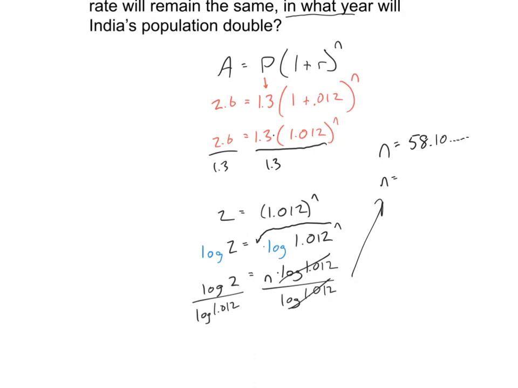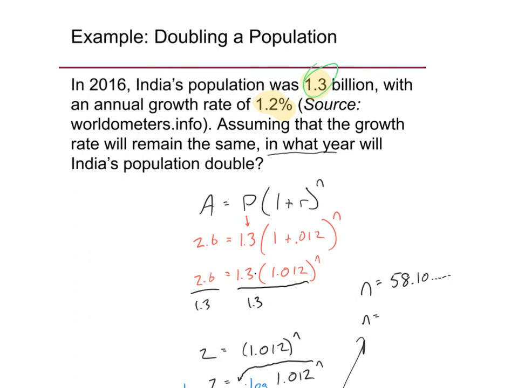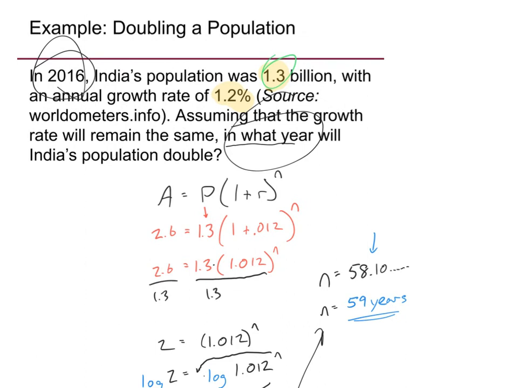Well, let's take a look at it real quick. If I go back up to the top, we're starting out in the year 2016, and they want to know, in what year will India's population double? It's going to double after 58.1 years. So after the 58th year, it will not yet have doubled. So even though this number technically rounds down, I'm going to bump it up to 59 years. The population will double in the 59th year, and I'm going to write that down just so you have it in front of you.